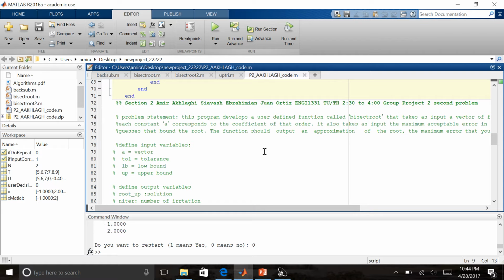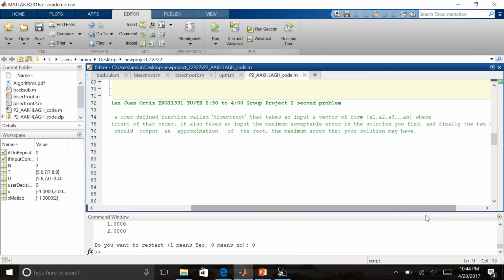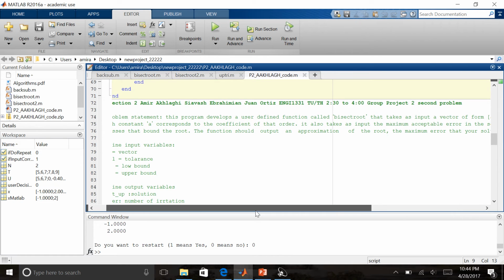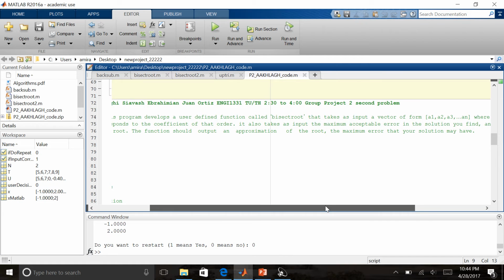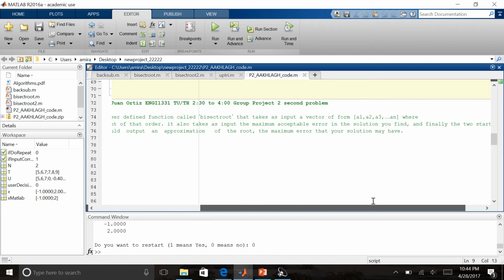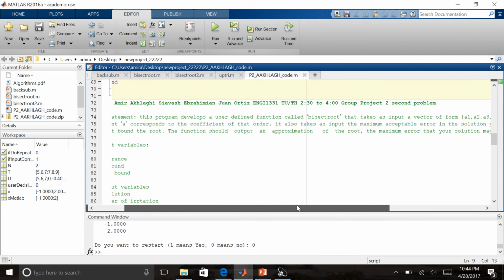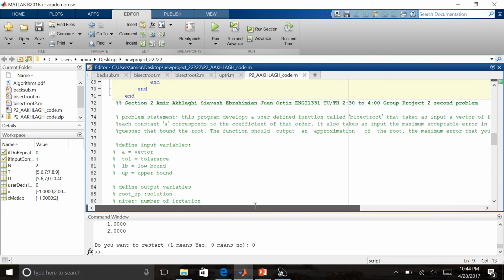So if it's, let's say if it's the first one, a is going to be to the highest power leading to the last one being to the lowest power. And even if there's a skip in that one or something at 0, then we're still going to continue that order, that coefficient. And it's going to take the maximum acceptable error in the solution, so that's the one that you input, and the starting two bounds. So that's going to be a lower bound and an upper bound.